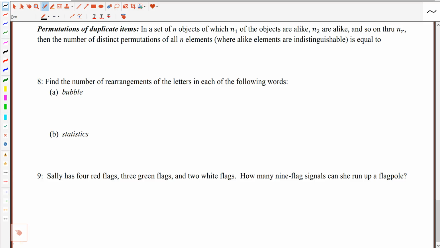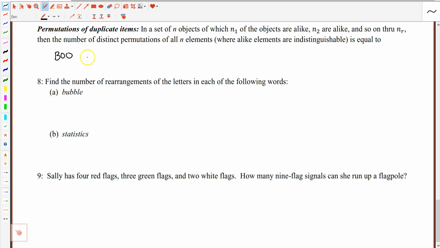The last type of permutation problem that we are going to take a look at will involve ordered sets of arrangements, but there are repetitions of certain objects. So for instance, if I wanted to rearrange the letters in the word, I don't know, boo. When I rearrange them, I don't see any difference in those two O's.